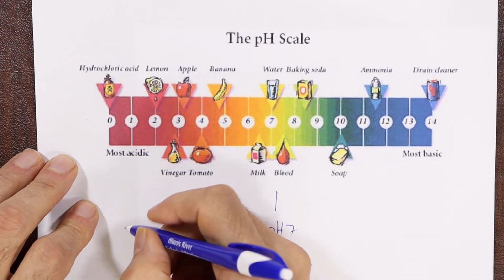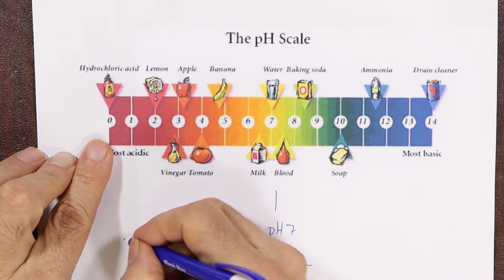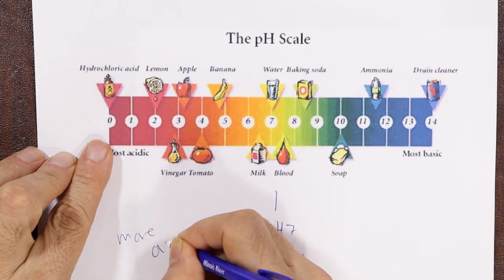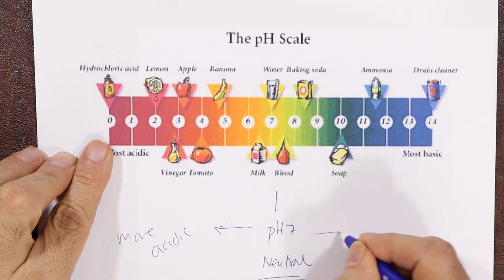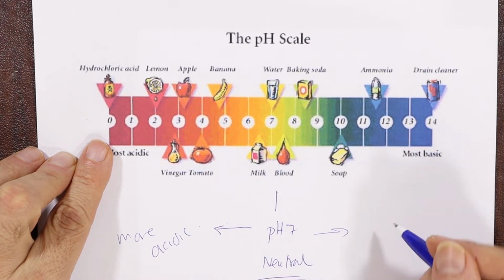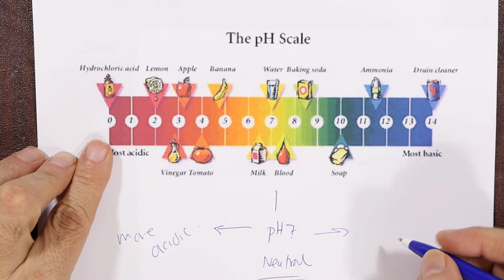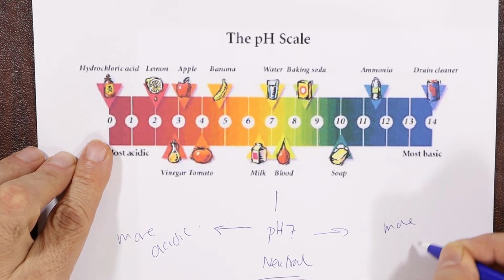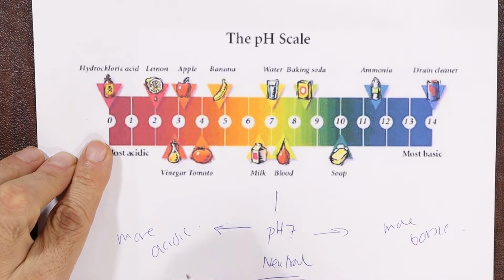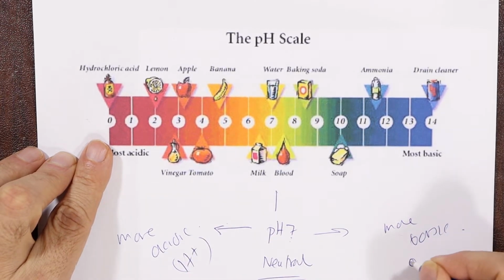The lower the number, if I go down to 1 or 0 here, it's more acidic, okay? If I go higher in number, from 7 to 14 on the high side, more basic, okay? Acidic means more H plus ions. Basic, of course, means more OH minus ions, okay?